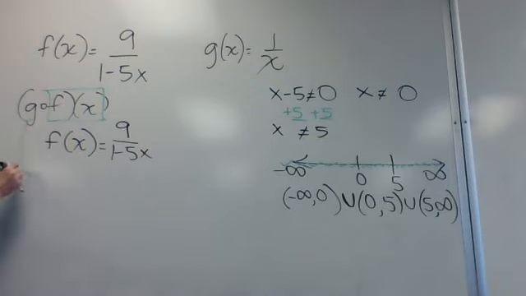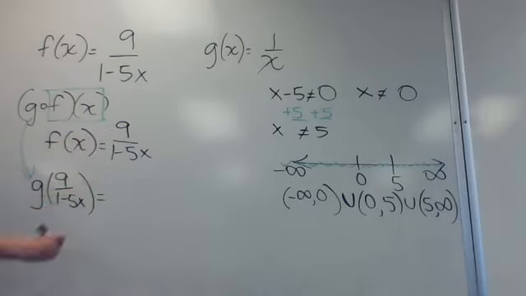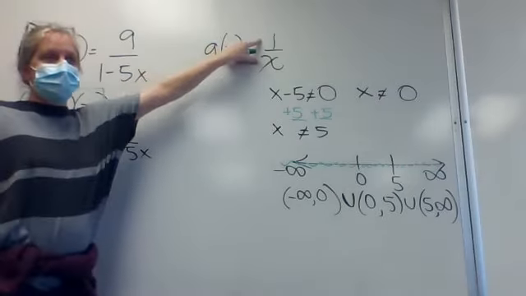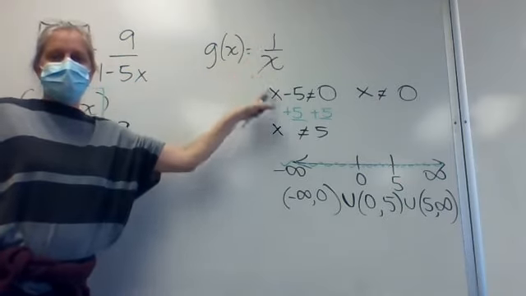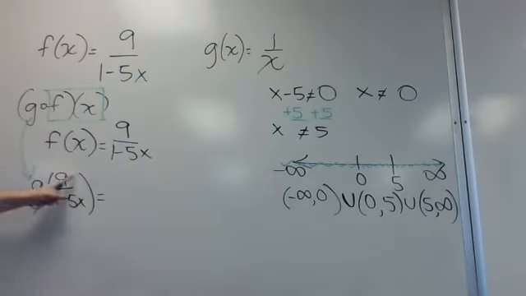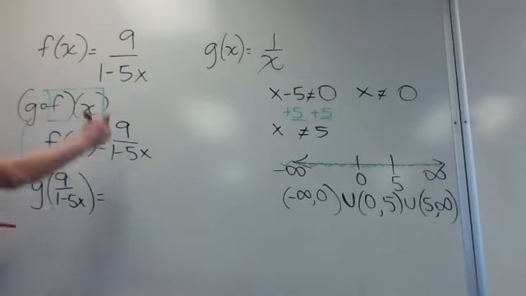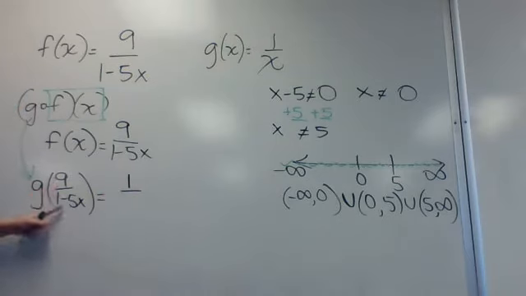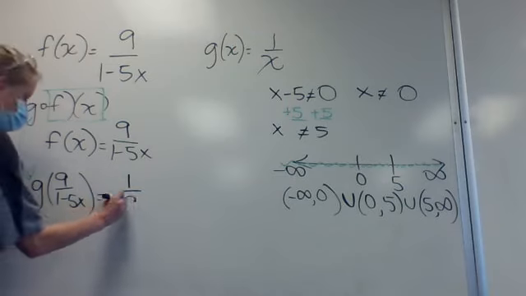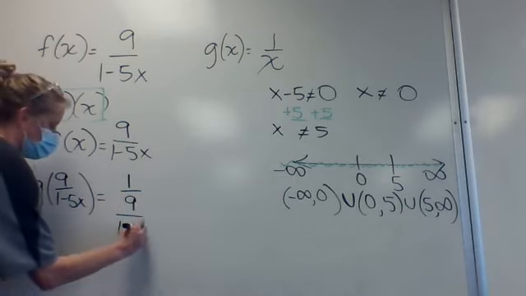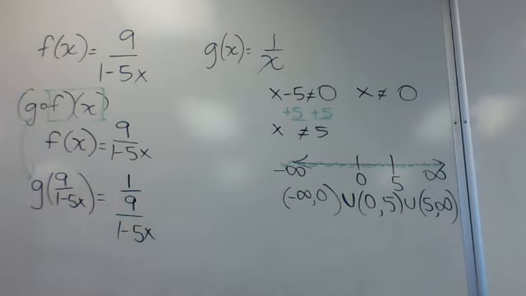So now what do we got to find? G of that last answer, which was 9 over 1 minus 5x. So this says go to G. And what am I going to put in the denominator instead of x? I'm going to put all that. So I'm going to have 1 over, this replaces your x. So 9 over 1 minus 5x.